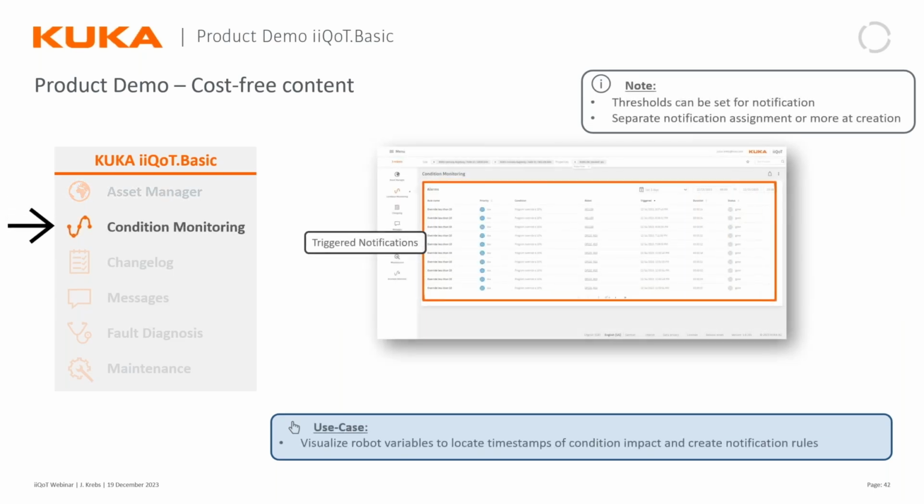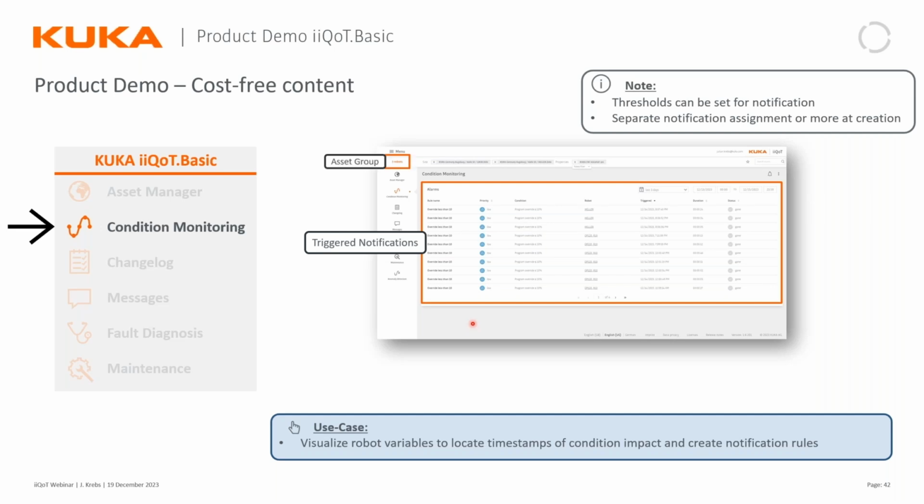The next module I want to cover is condition monitoring. Condition monitoring, basically, what it says is it collects information and visualizes it, and we also have a list of notifications where the system will trigger me as a user in order to do something. As I can see here on the top left, I look again at 3 robots. That means I'm in the asset group view.